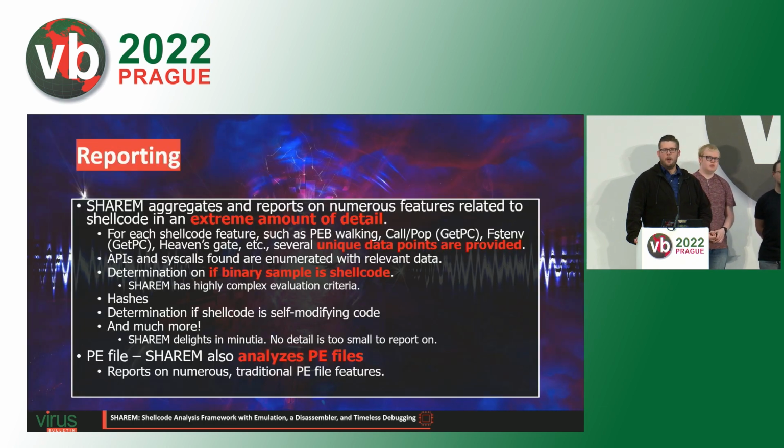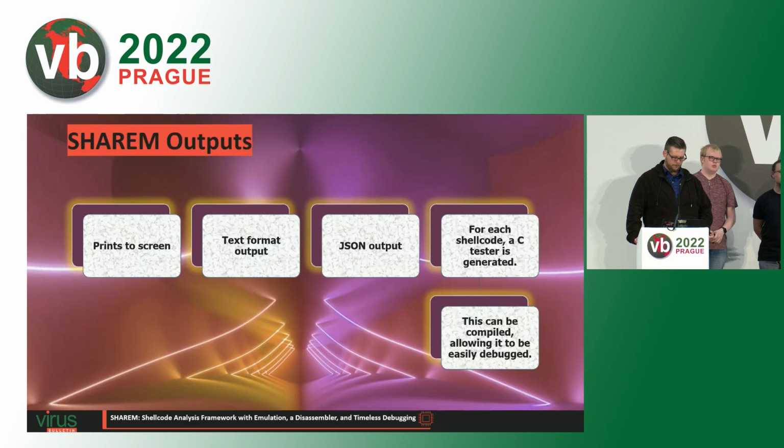SHAREM reports on a rich set of data, probably a lot more than you would anticipate could be possible with shellcode. It also analyzes PE files, which we don't have time to talk about, and it can get traditional PE file features and some things that are somewhat related to shellcode as well. It gives a lot of data points on those. SHAREM provides several different outputs: it'll print to the screen, and it'll provide text format output as well as JSON. Additionally, for each shellcode, it'll generate a C file by default, so you could compile that in Visual Studio, and if you feel the need to actually debug it for real in WinDbg or whatever you prefer, then you have the ability to do so.